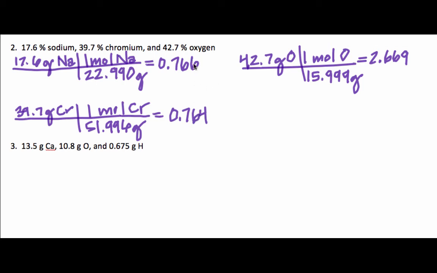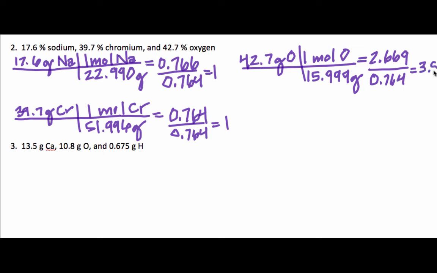Sodium and chromium's numbers are almost exactly the same, but chromium is slightly smaller, so let's go ahead and divide everything by that. Basically, we're going to get 1 for sodium as well, or close enough to 1. Here's a little bit of a change from what we've done in the past. On oxygen, you get 3.49, which is really close to 3.5. If you have 3.5, you can't really round that number all the way up to 4. It's too far away. So what we're going to do is multiply all of these numbers by a factor to make 3.5 a whole number.